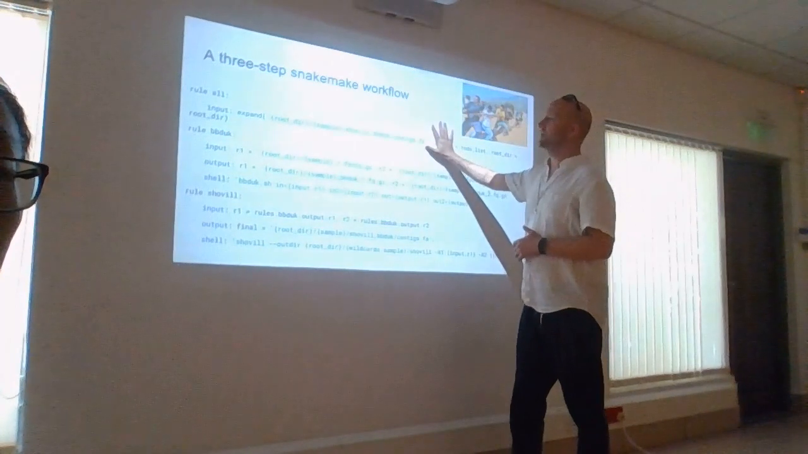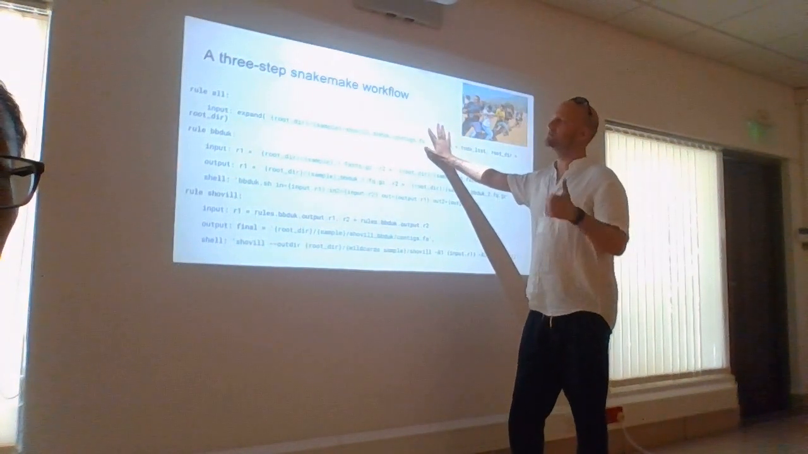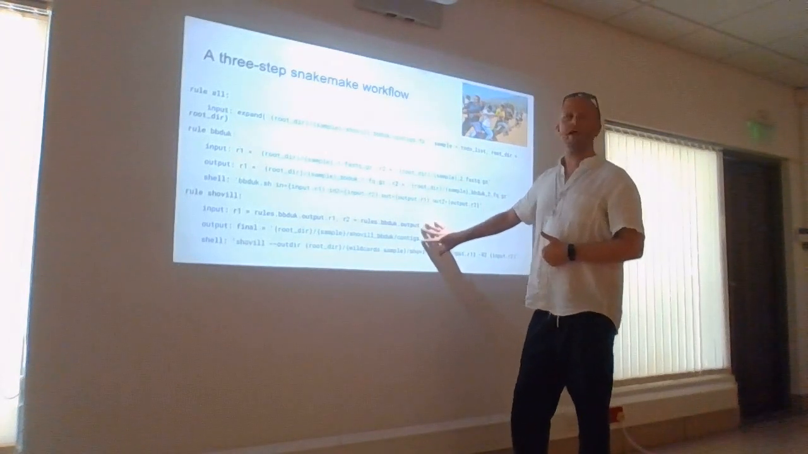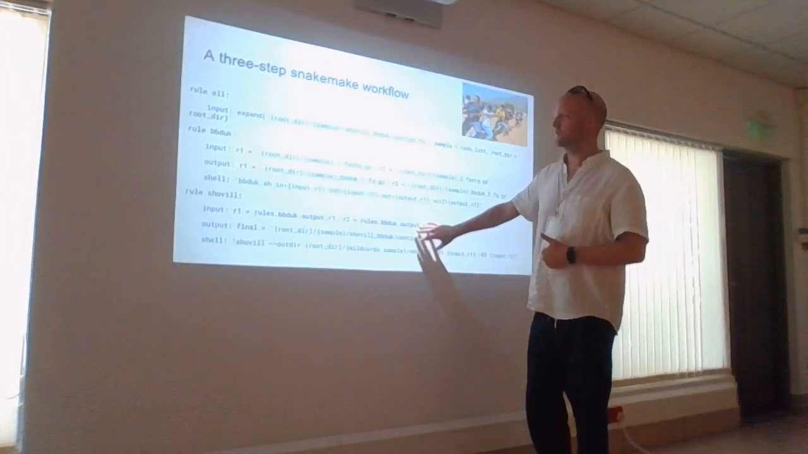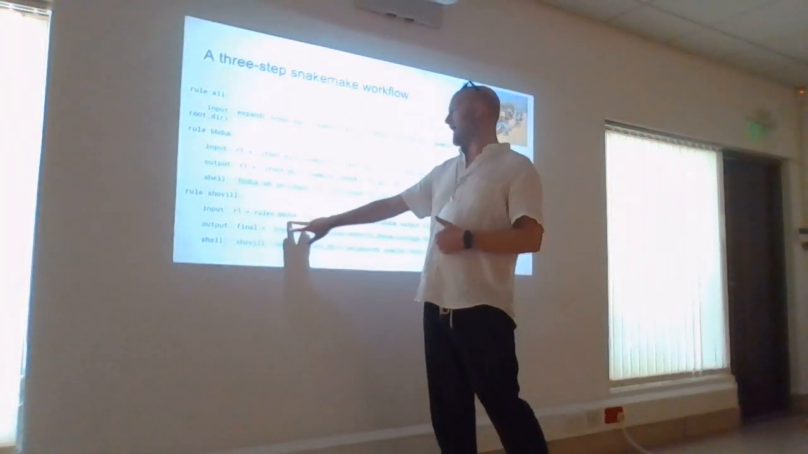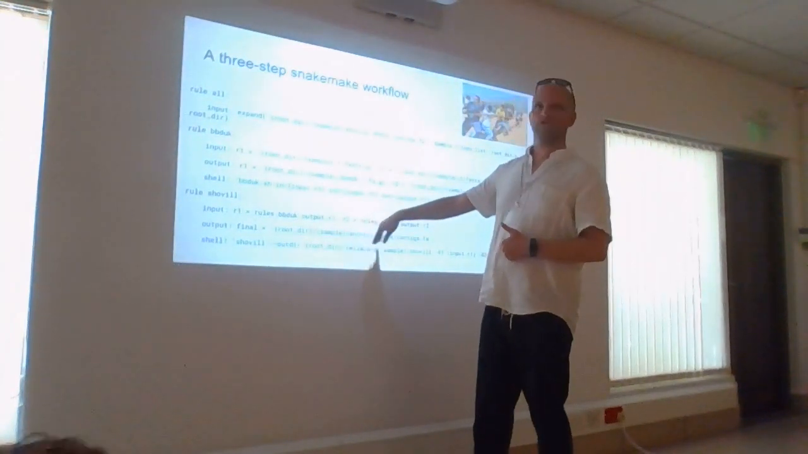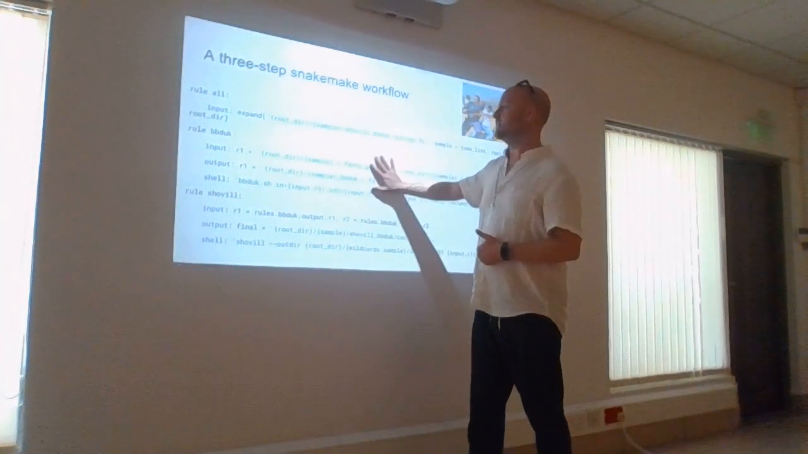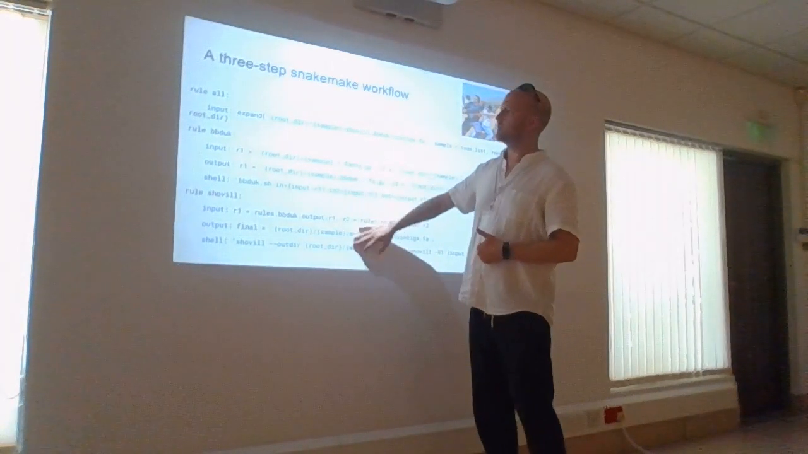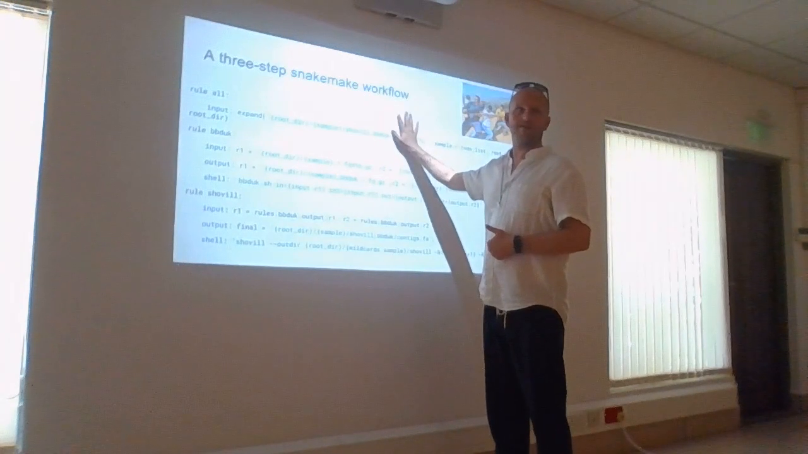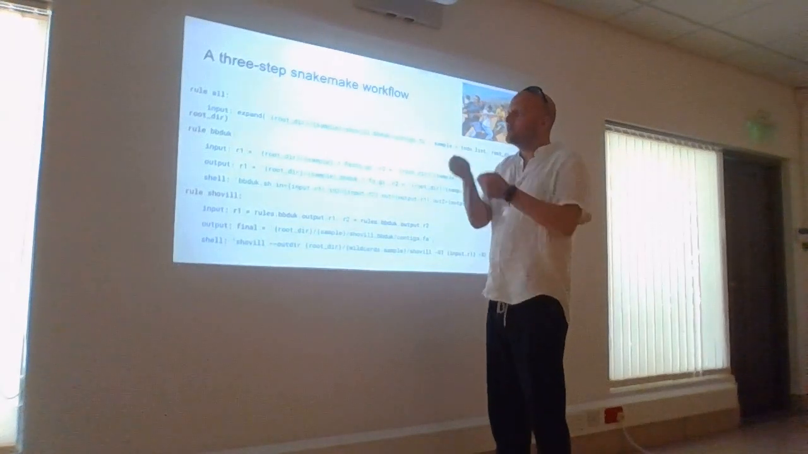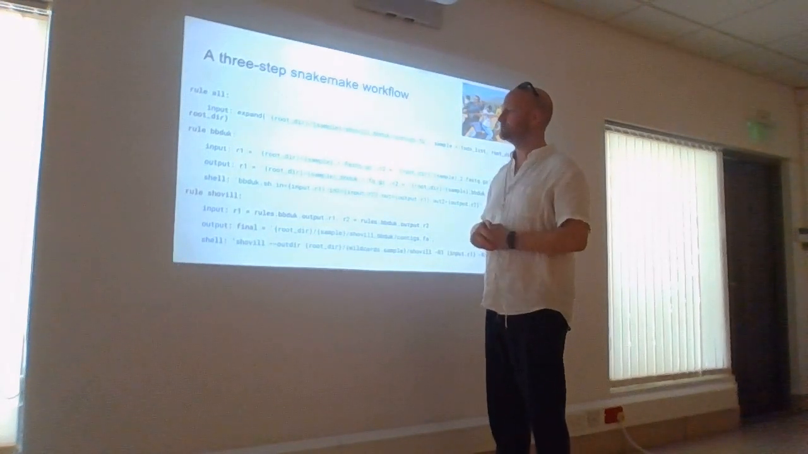Okay, so it says, for this rule to be satisfied, I need to run this rule. What's the input for that rule? The input for that rule is the BBDUK output. What rule do I need for that? I need to run this one. So it knows that this is the first one that has to run, this is the second one, and this is the last one that's going to be satisfied, because this is the guy at the end that's pulling everything through.